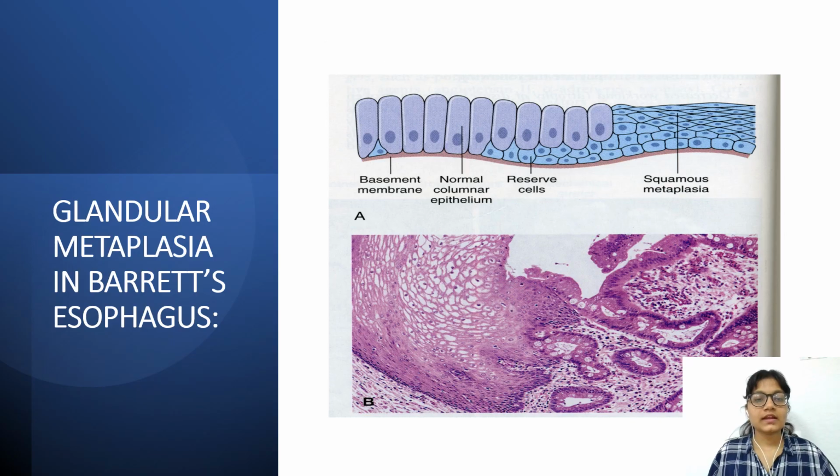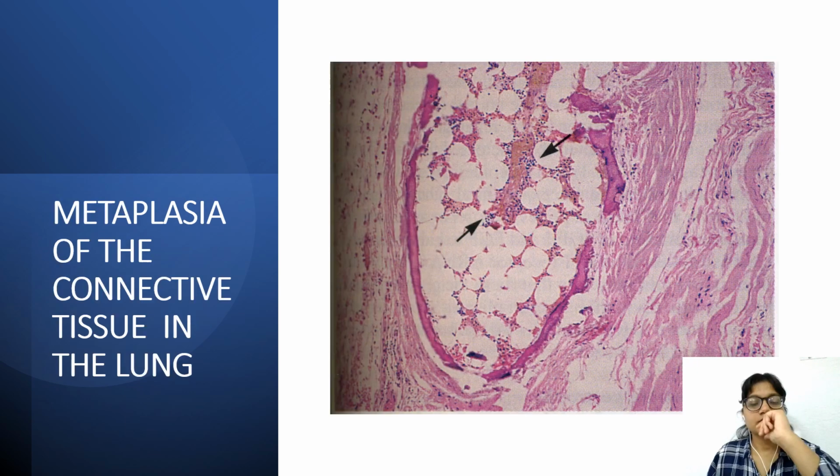Here we can see the glandular metaplasia in Barrett's esophagus. We can see the transformation of squamous epithelium to glandular due to chronic inflammation after the reflux of acidic fluid from stomach to esophagus. It is also a precancerous condition.